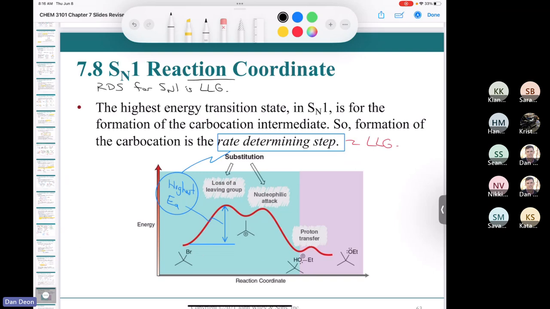And the reason why I bring that up is Mr. Dion's been around for a while, and I've seen this come up more than once on an ACS final, where they'll show you a reaction diagram, or they'll say something about an SN1, and they'll ask which step is the rate determining step, and you have to know it's the loss of leaving group.